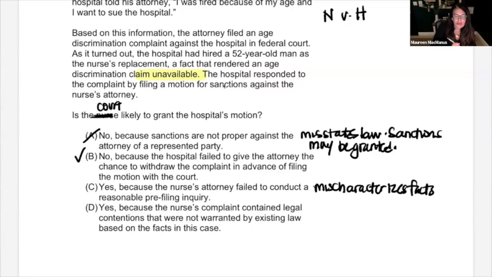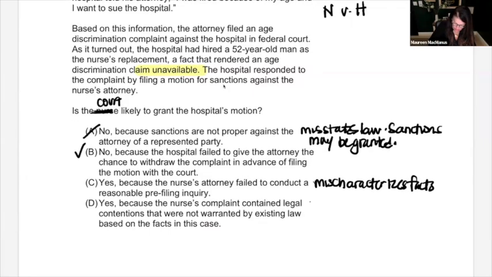D, yes, because the nurse's complaint contained legal contentions that were not warranted by existing law based on the facts in this case. So D actually gets better than C at the standard for Rule 11, which is really stating when there's a violation, because there are contentions that are not warranted by existing law based on the facts, but it's the wrong result. So wrong result. And I would say it's still, even though it's factually true, it's the wrong result. So B is our correct answer.